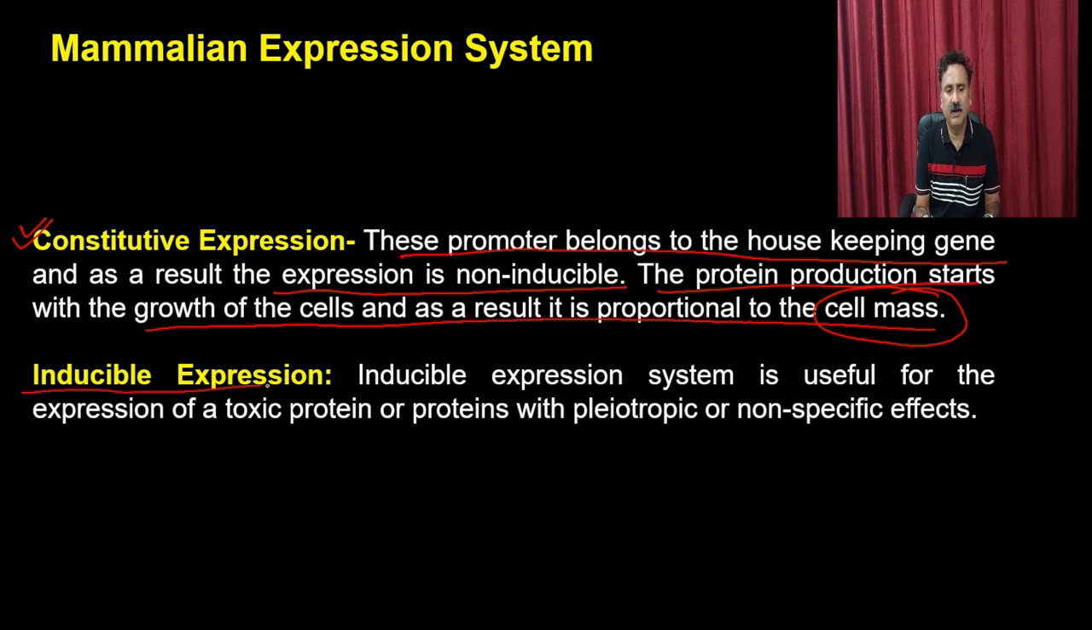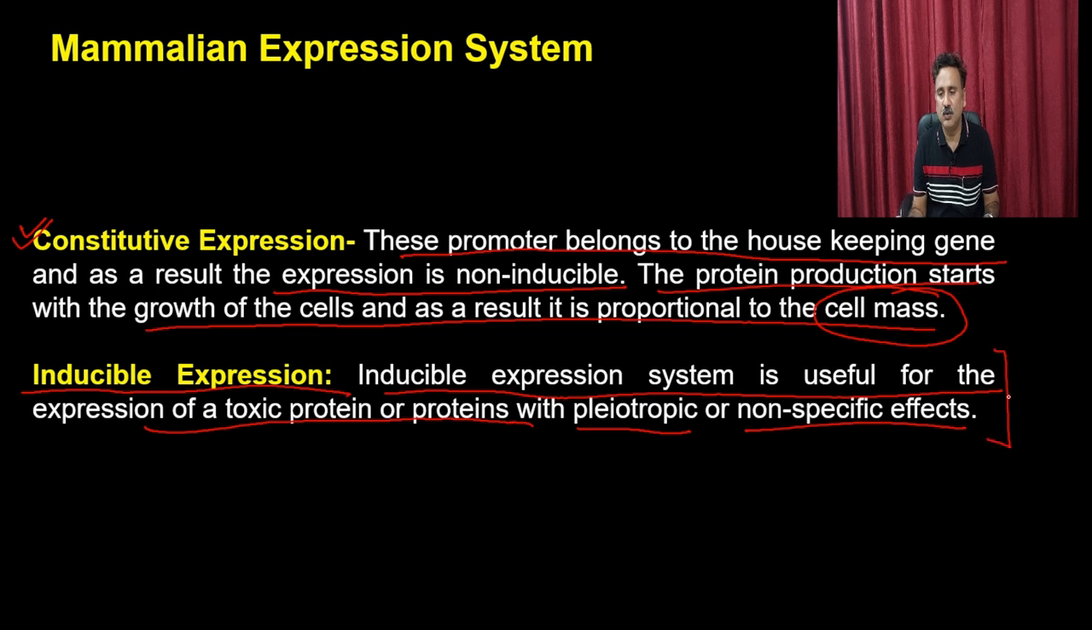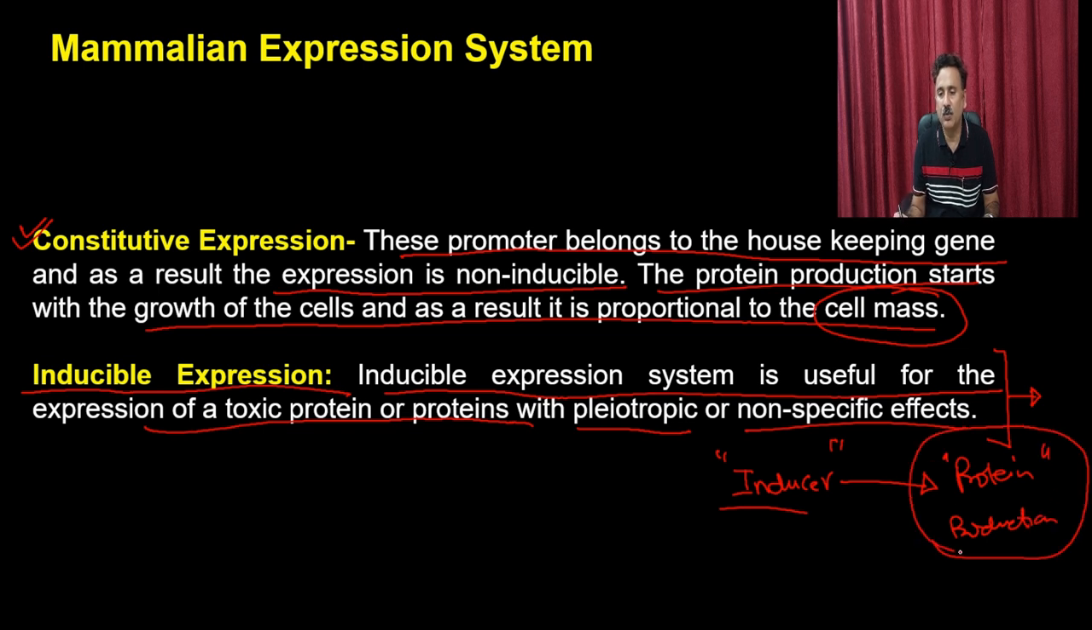Similar to that, we also have the inducible expression system. The inducible expression system is useful for the expression of a toxic protein or a protein with pleiotropic or non-specific effects, and that you achieve with the help of an inducer. As soon as you put in the inducer, it is going to induce the protein production from the cell. So you are able to trigger the protein production whenever you want, right?